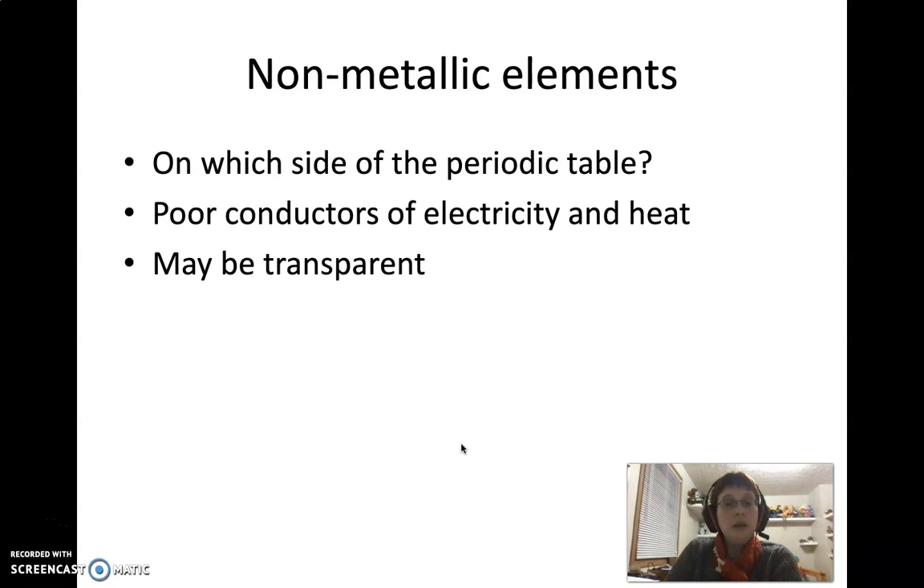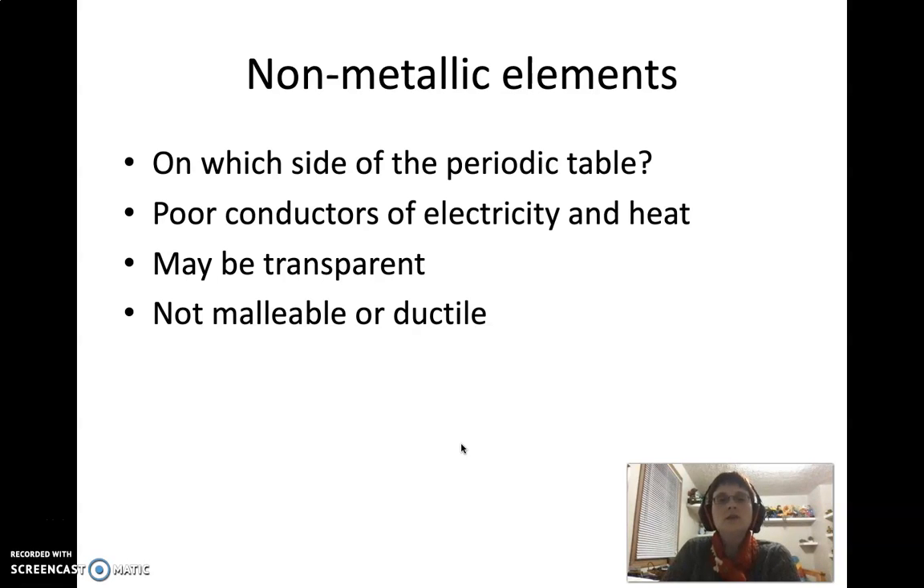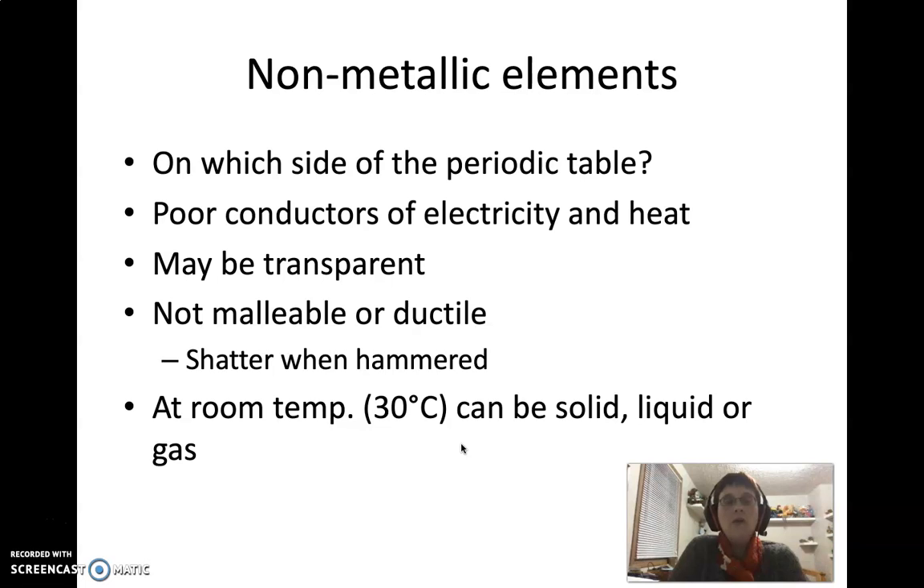They may be transparent because a lot of them are actually not solids. They are not malleable or ductile. So of the ones that are nonmetallic that are solids, if you hit them with a hammer, they will break. Things like sulfur and phosphorus will actually just crumble if you try to hit them with a hammer. So they will shatter. At room temperature, they can be solid, liquid, or gas.